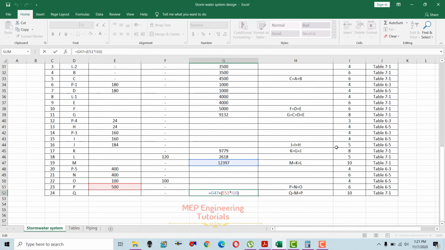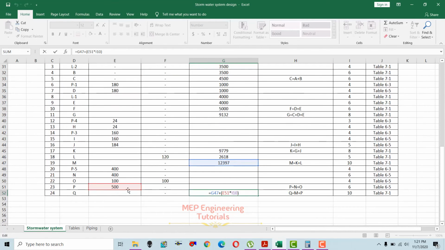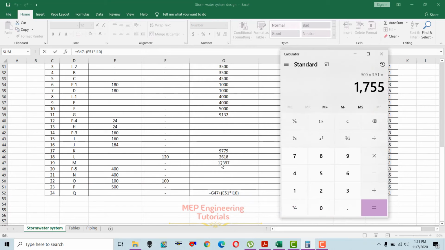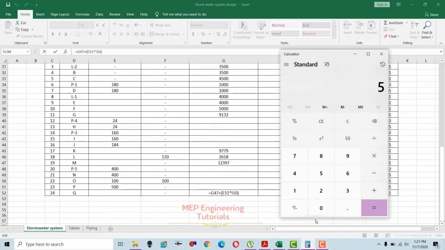Fixture units are 500. Since we said that if we have fixture units more than 256, we require 3.51 square feet per fixture unit. So we have 500. So 500 into 3.51, it will be 1755 plus 12397. Sorry, again. 500 into 3.51, plus 12397. So total here is 14,152 equivalent drained area.